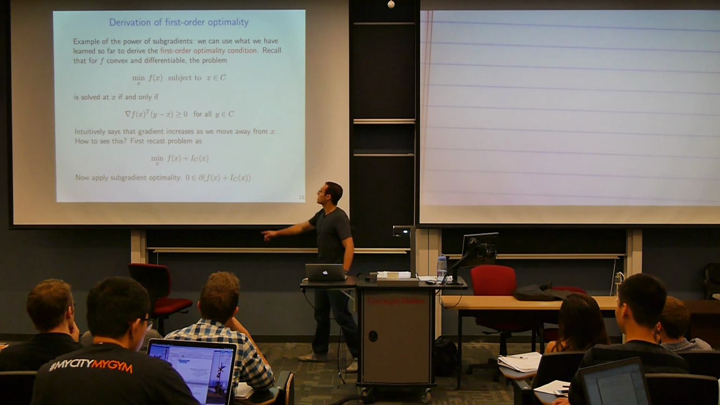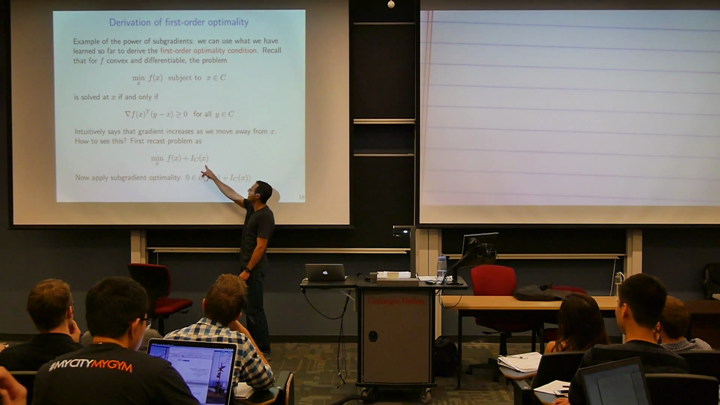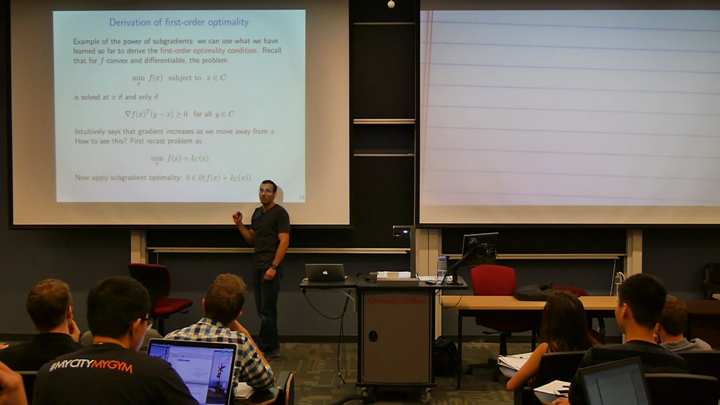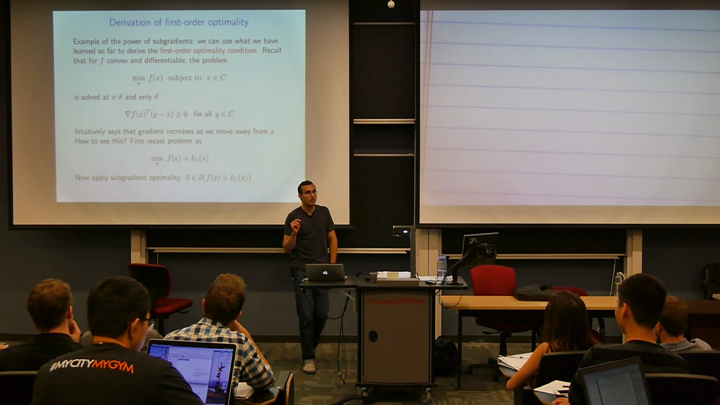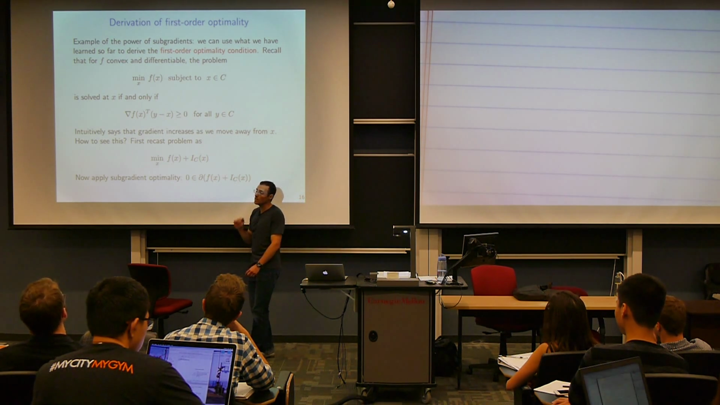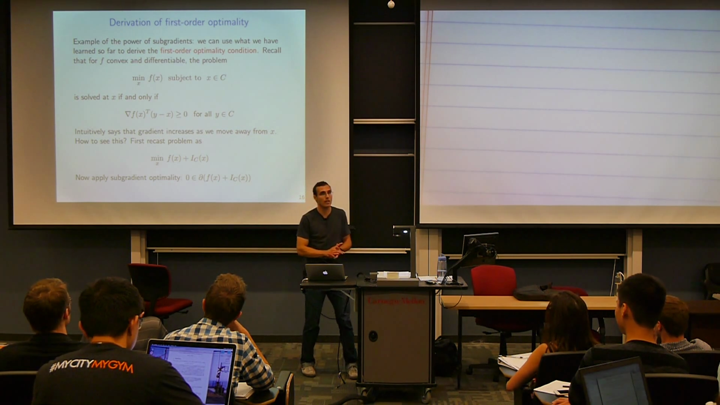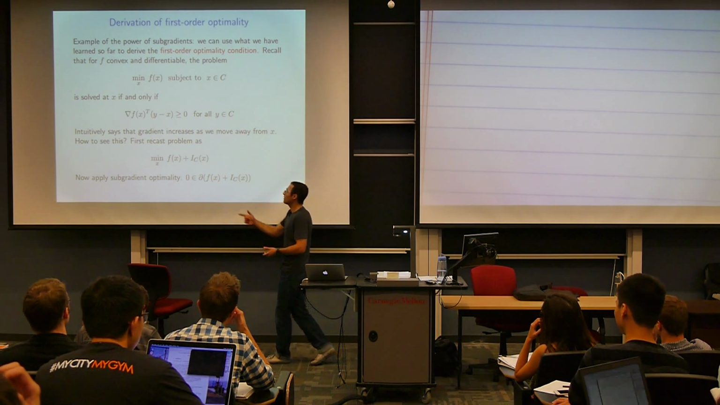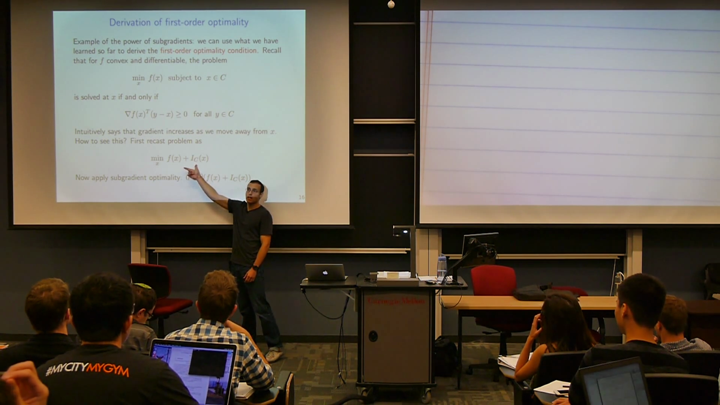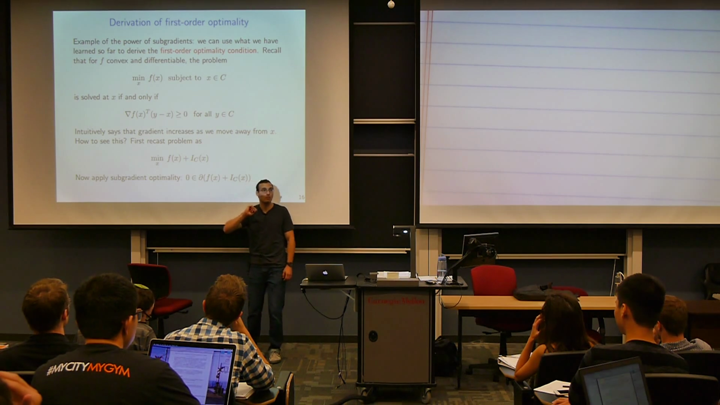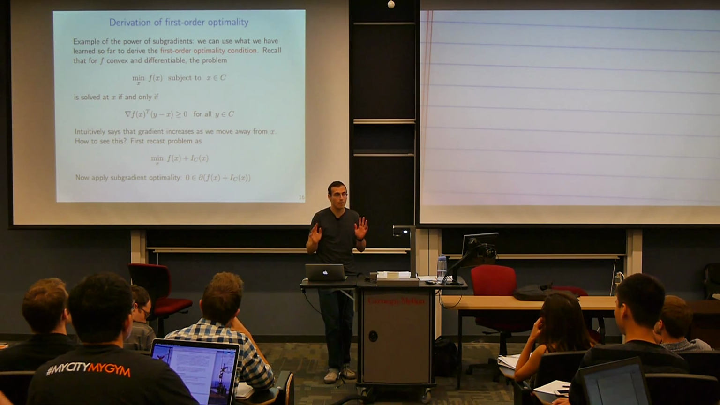We're going to first recast the problem as f of x plus the indicator function that corresponds to the set C, because this is going to be 0 when x is in the set C and infinity otherwise. We saw that we can always do that. Now I'm going to take subgradients of that function and say that in order for x to be optimal, we must have 0 being a subgradient. So just apply subgradient optimality.